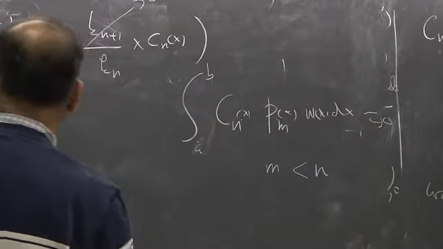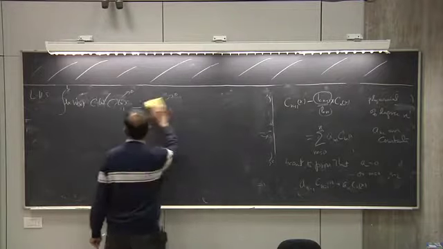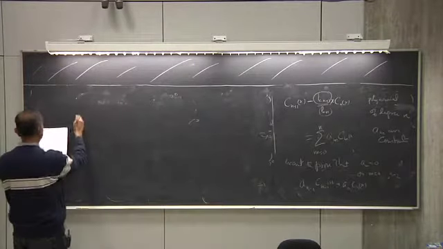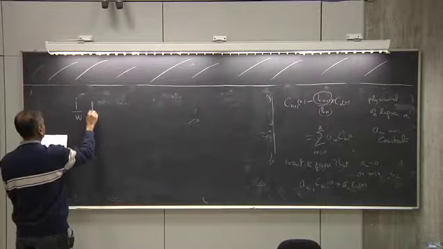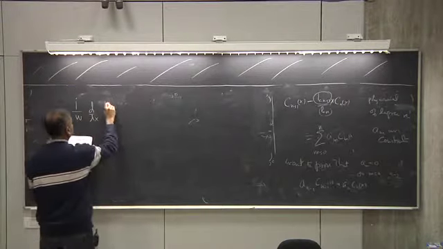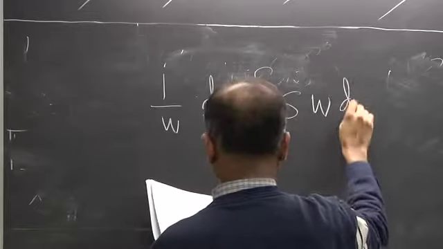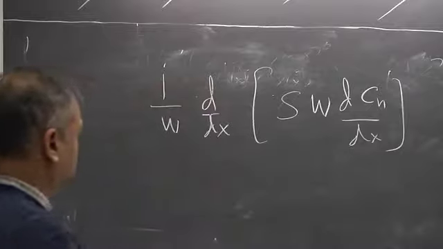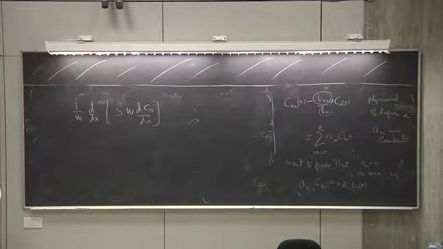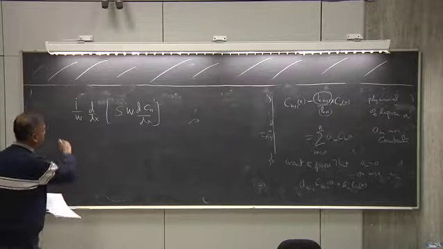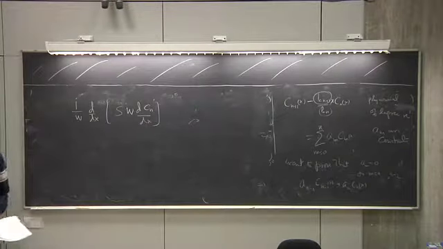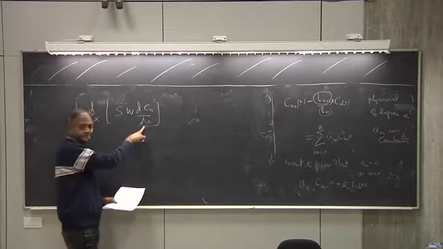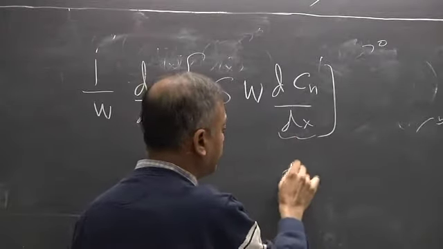Okay? And the idea here is this. Take this function, 1 over w, d by dx acting on s w dC_n by dx. Now first of all, let's look at the degree of this polynomial. C_n is degree n, but I'm taking a derivative, so this is degree n minus 1.